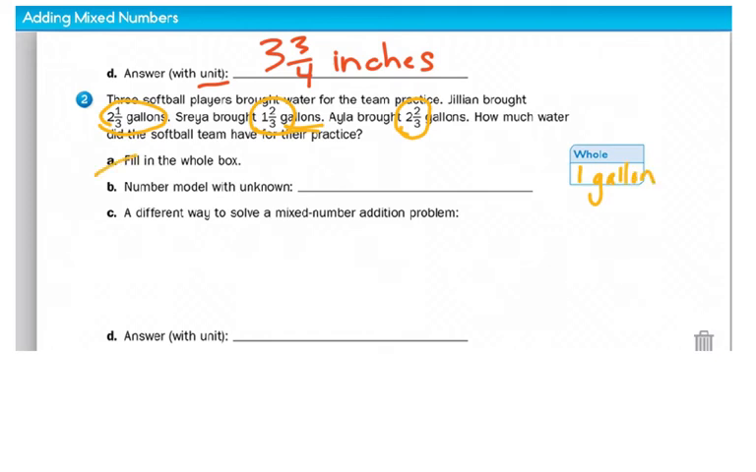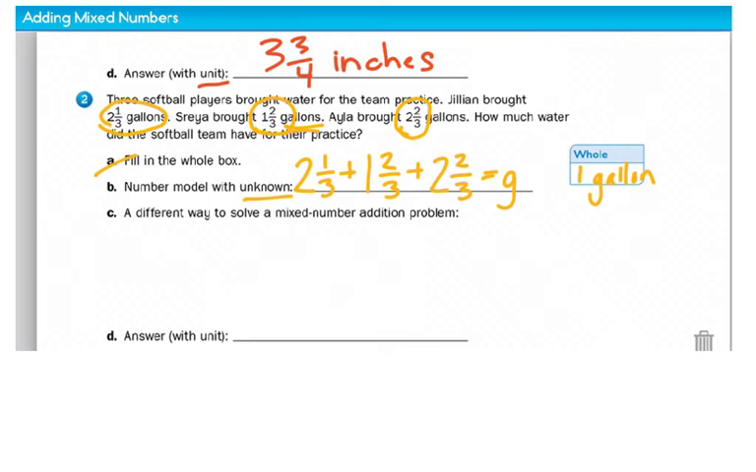And then a number model with the unknown. Well, we're actually adding together 3 mixed numbers. Remember, a mixed number is a whole number plus a fraction. So let's start with 2 1/3 plus 1 2/3 plus 2 2/3. With the unknown, I'm going to put G for gallon.